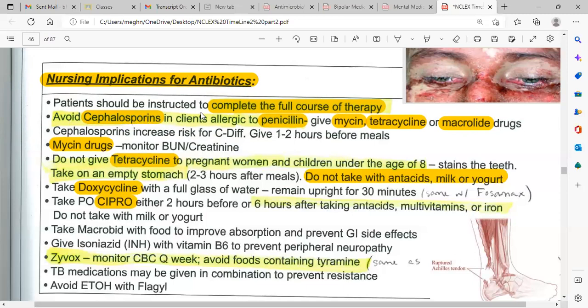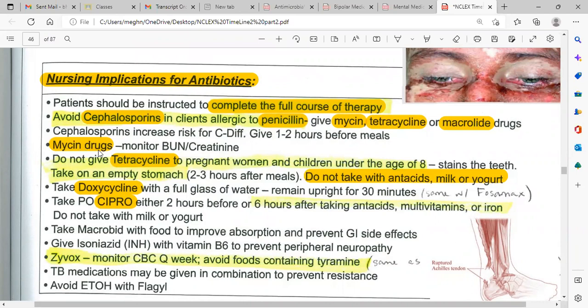Avoid cephalosporins in a client allergic to penicillin. Cephalosporin means cefazolin or ceftriaxone, right? In a client who is allergic to penicillin, like amoxicillin, ampicillin, in that case we give them the mycins, right? Like I said, vancomycin, streptomycin, erythromycin, or tetracycline, doxycycline, minocycline, or macrolides we give. Cephalosporin increases the risk of Clostridium difficile infection and give it 1 or 2 hours before food, lunch or dinner. Cephalosporin.